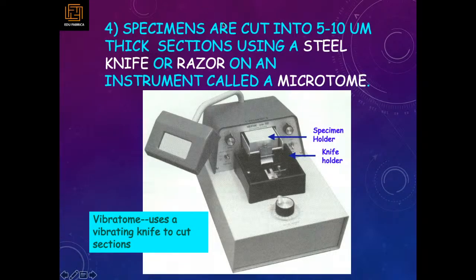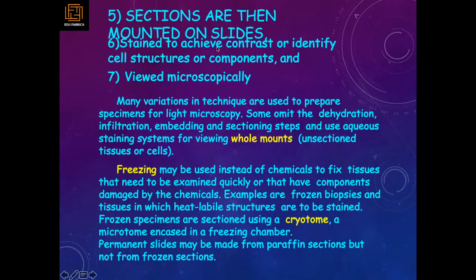Then specimens are cut into 5 to 10 micrometer thick sections using a steel knife or razor instrument called a microtome. So this is a microtome. You put your sample here and it will cut for you with the knife holder. Then sections are mounted on slides and stained to achieve contrast or identify cell structures or components and viewed microscopically.